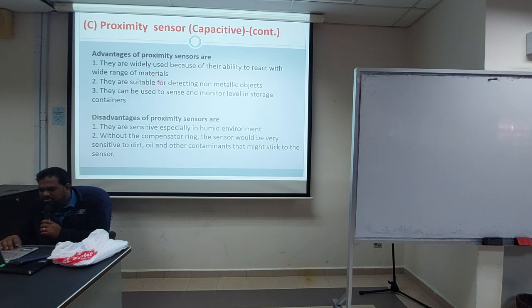They are suitable for detecting non-metallic objects. Like the capacitive sensor, it doesn't need metal. Like inductive, it detects metal. This one can detect non-metallic objects, things that are not metal. Most production lines have mostly non-metal things, so you can use a capacitive sensor. They can be used to sense and monitor level in storage containers.